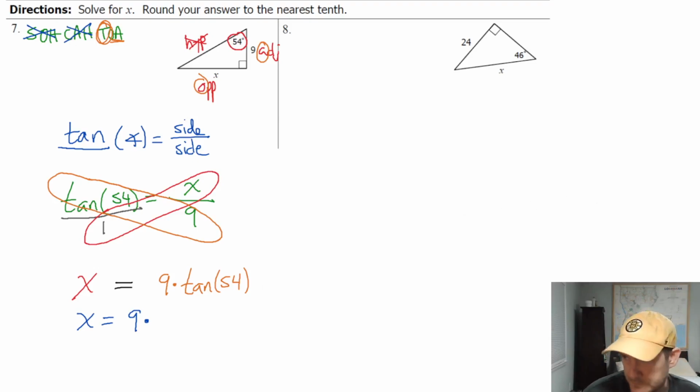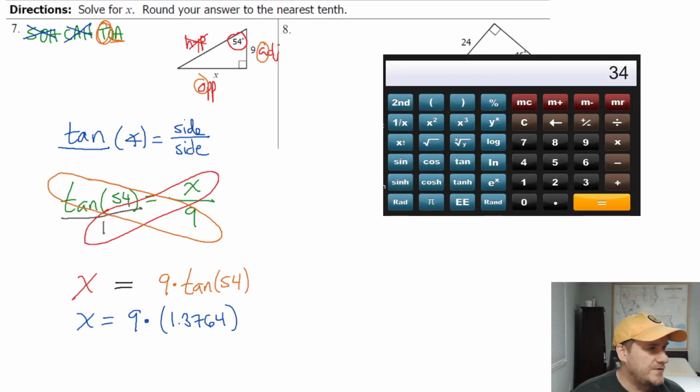So we want to do 9 times 1.3764. And now, even if our calculator doesn't do tangents, well, our calculator definitely does 9 times this decimal, so you may just have to type it in. So let me pull up the stinky calculator just to show you that if you use the table of values, then you're going to be fine. You can still get your answer. You just do 9 times 1.3764.